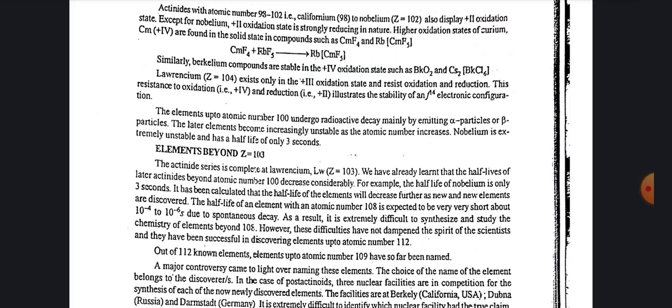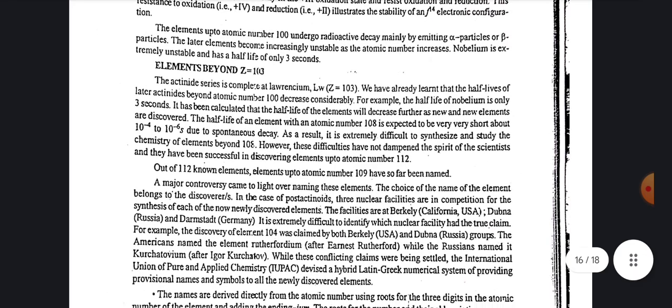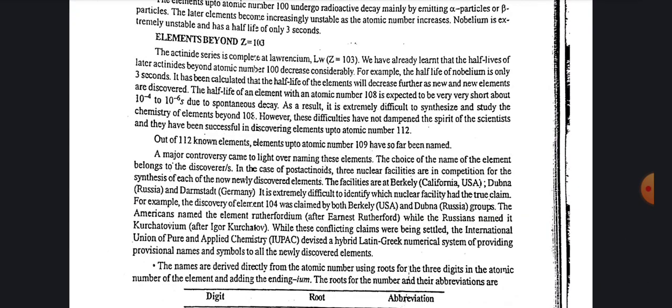Another is the +3 oxidation state, which acts to resist oxidation and reduction. This resistance to oxidation and reduction illustrates the stability of the 4f14 electronic configuration. The elements up to atomic number 100 undergo radioactivity mainly by emitting alpha particles and beta particles. The latter elements become increasingly unstable as the atomic number increases. Nobelium is terminally unstable and has a half-life of only 3 seconds.